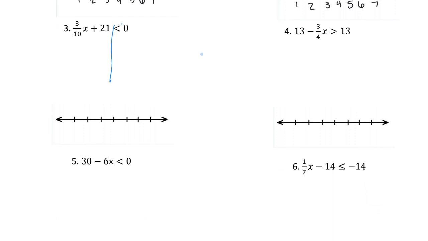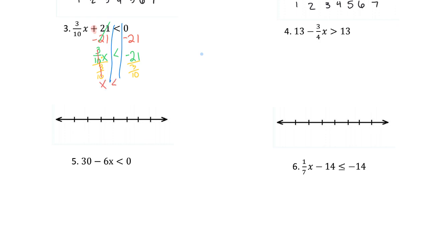Always start by drawing the river. This is addition, so we're going to undo addition, and we're going to subtract 21 on both sides. These 21's cancel. Bring down our 3/10 x. Bring down your inequality sign. 0 minus 21 is -21. We have to undo multiplication, so we divide by 3/10. You're going to want to throw that in the calculator.